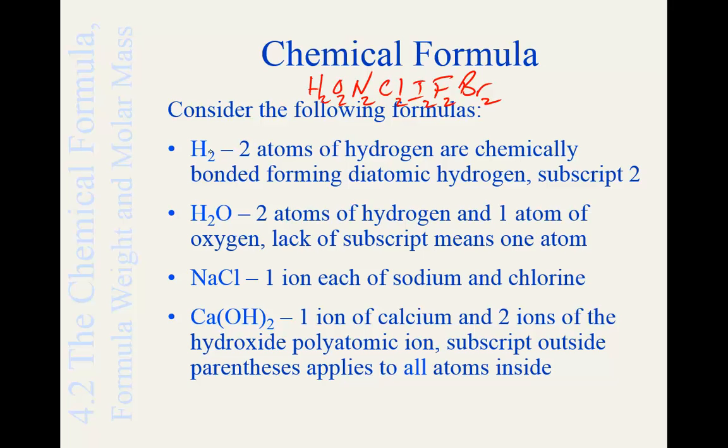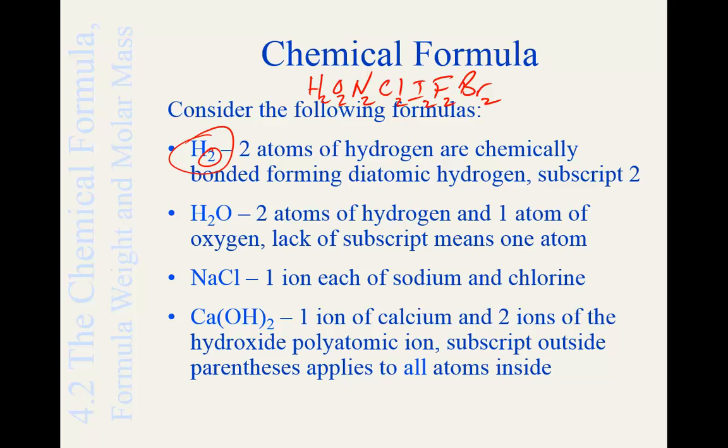So that's what's happening here. We have diatomic hydrogen. It's two hydrogens bonded together covalently. And that's what the subscript 2 represents, two hydrogens bonded together. And again, we would call this just an element. We wouldn't call it a compound. And we could also call it a molecule, though.